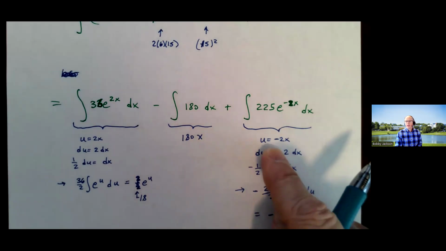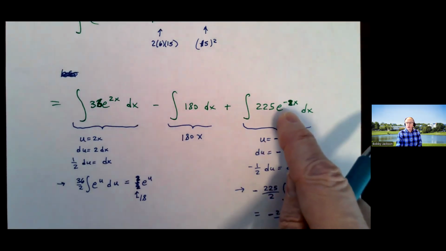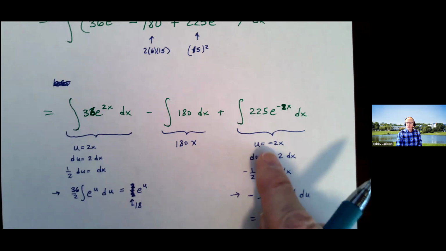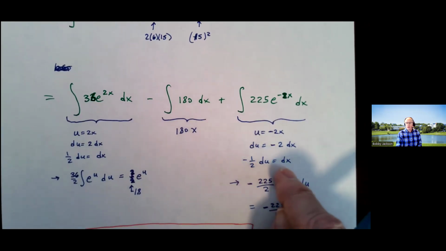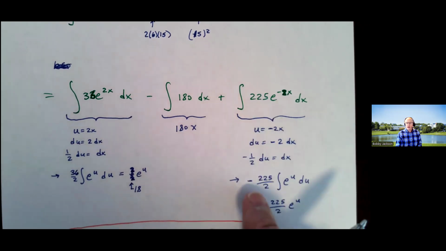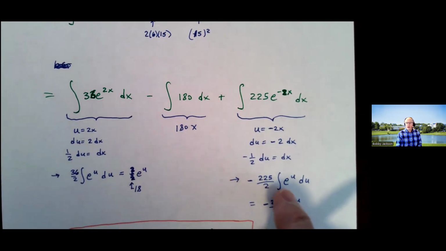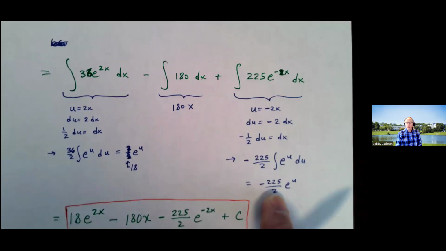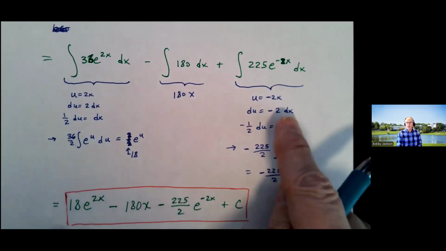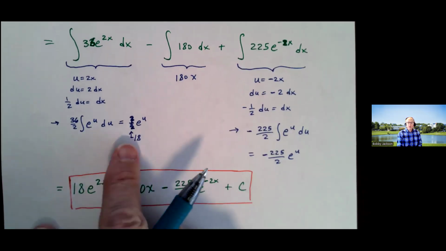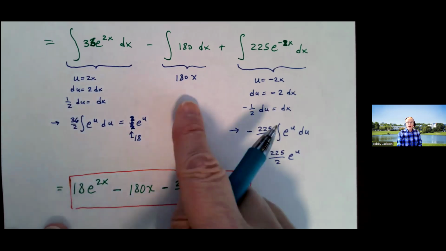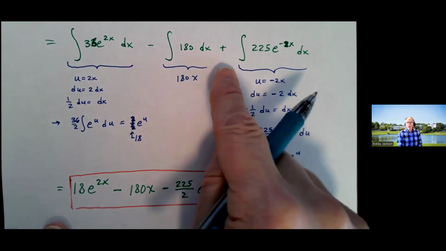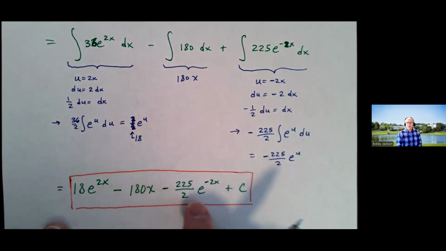And in a similar vein, this last one, this is a negative 2x up here, by the way. If I let u be negative 2x, the derivative is negative 2, and so I get negative 1/2 du is dx. So I'll have a 225 times a negative 1/2 out here, e to the u du, and so it evaluates that way, where again, u in this case is negative 2x. So this one is going to be 18 e to the 2x, minus the 180x, and then minus 225 halves e to the negative 2x.